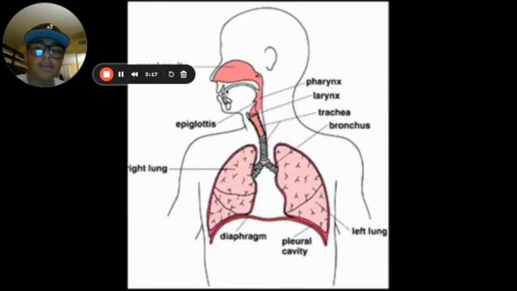So I have this diagram. An air molecule would go into the nose or mouth, down here, through the pharynx, larynx. Then it would go down the trachea, through one of the two bronchi, and to the lungs.